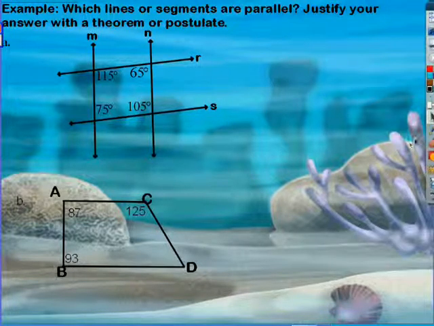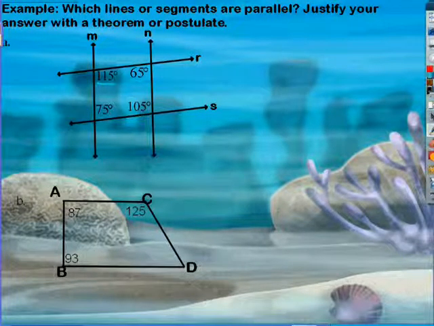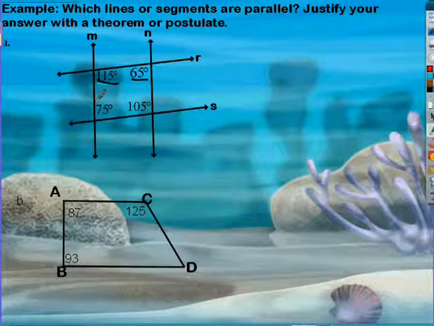So let's check this sum. Let's add up each set of angles. If I'm looking at 115 and 65, if I add those together, do I get 180? You bet I do. So, which lines would have to be parallel? Well, let's look here. The lines have to touch the angles. So, would it be R and S? No, S doesn't even come close to touching these angles. So, it would have to be that M is parallel to N.